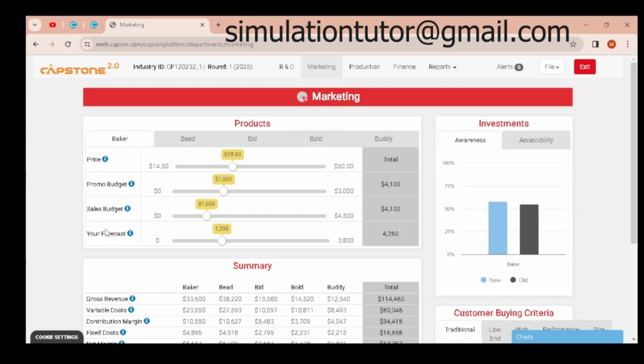Lastly, we have your forecast. And in this, we are going to make decisions on how many products we are going to sell in a particular round. So that's it.